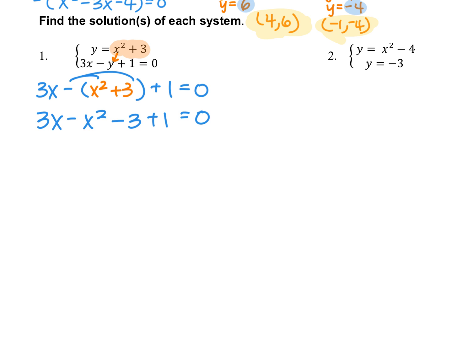With this one specifically, do you see how it's not in order? Yeah, I don't like it. I don't like it either. We're going to put it in order and combine like terms at the same time. So we're going to do negative x squared plus 3x minus 2 equals 0.